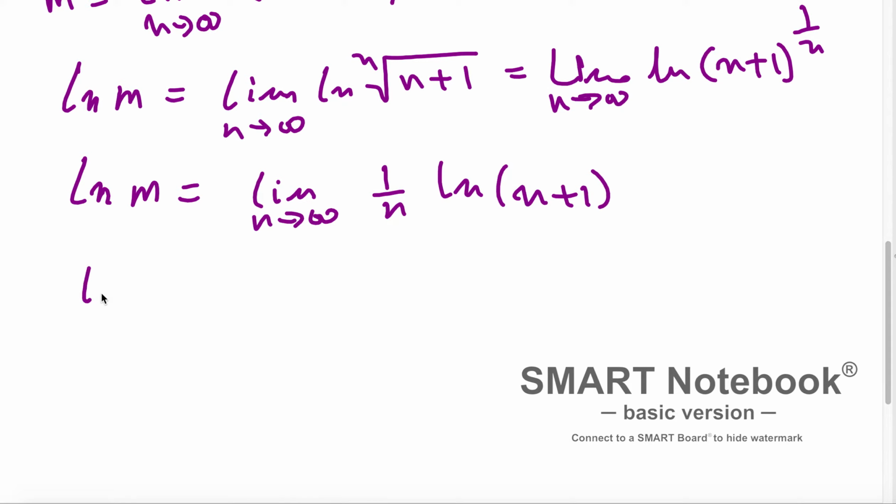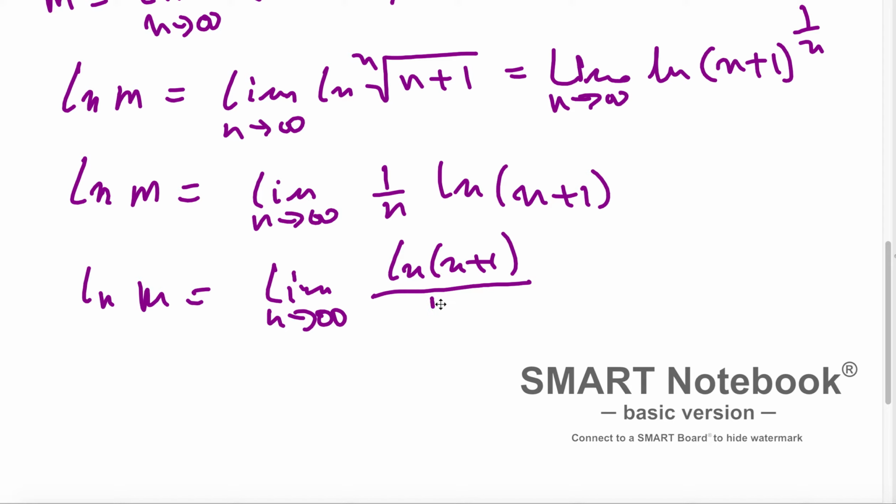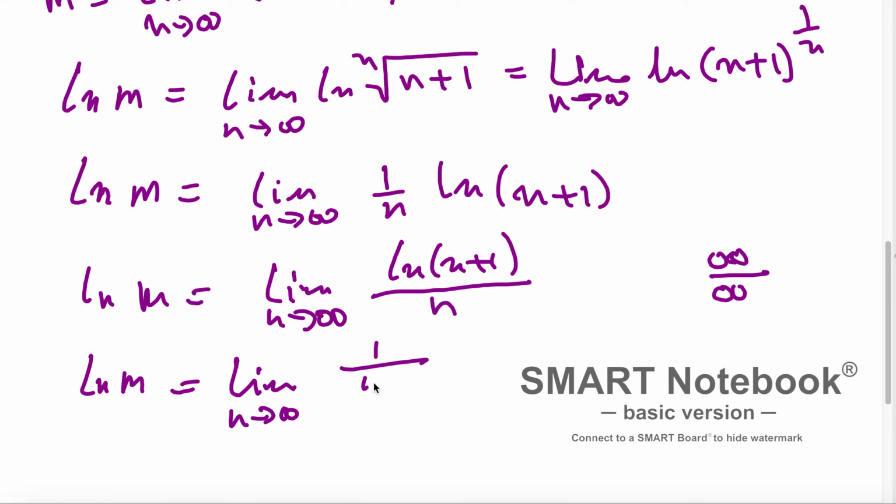And now let's work a little bit more. ln m is equal to the limit as n goes to infinity of ln(n plus 1) divided by n. If we apply infinity instead of n, it's going to be an indeterminate form, infinity over infinity. Therefore, we apply L'Hopital's rule. Taking derivatives, the numerator is going to be 1 over n plus 1, and the derivative of the denominator is going to be 1.